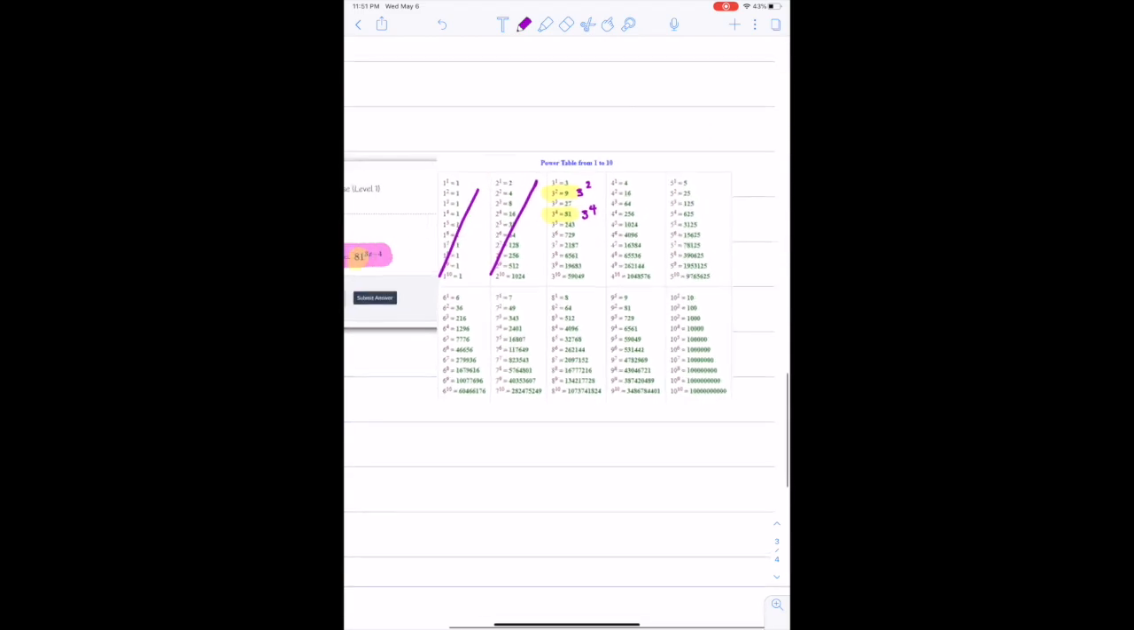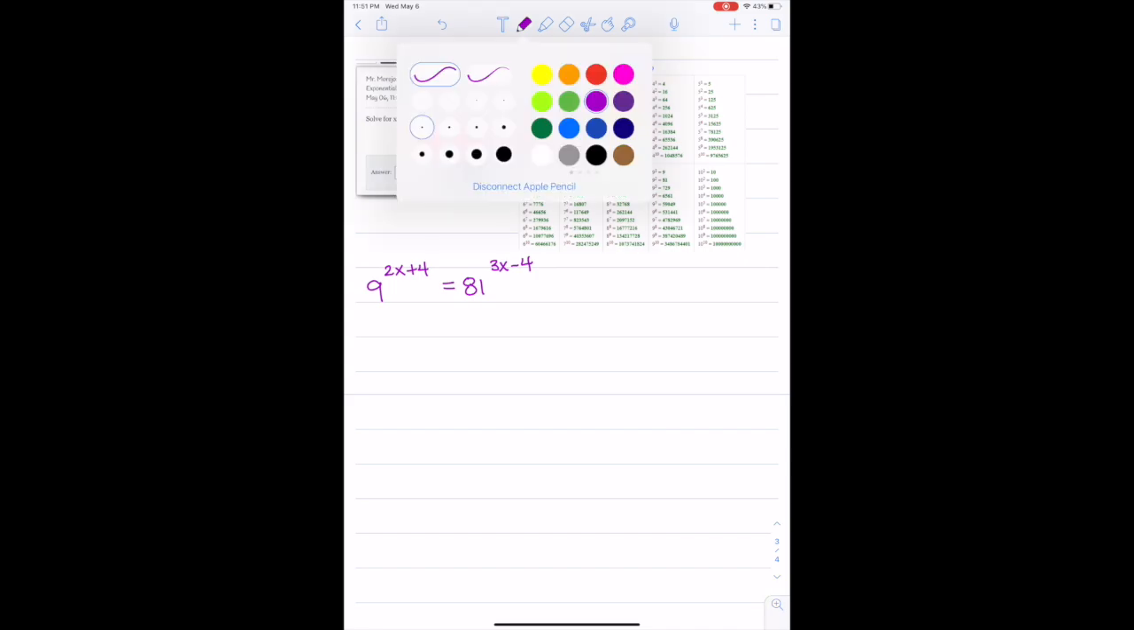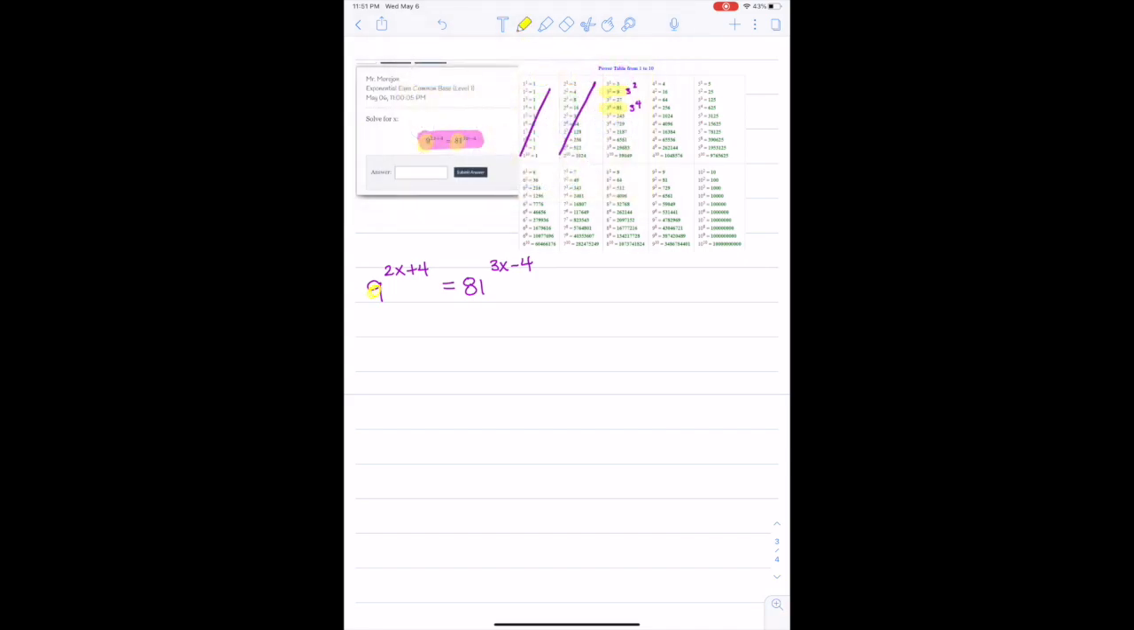So let me go back down here. Let me write the equation. 9 to the 2x plus 4 is equal to 81 to the 3x minus 4. And again, the whole point is to rewrite both of these with a common base. Right now, the bases are not common. This is 9 and 81. But using the table, I see that I can rewrite it as something to the 2x plus 4 is equal to something to the 3x minus 4.